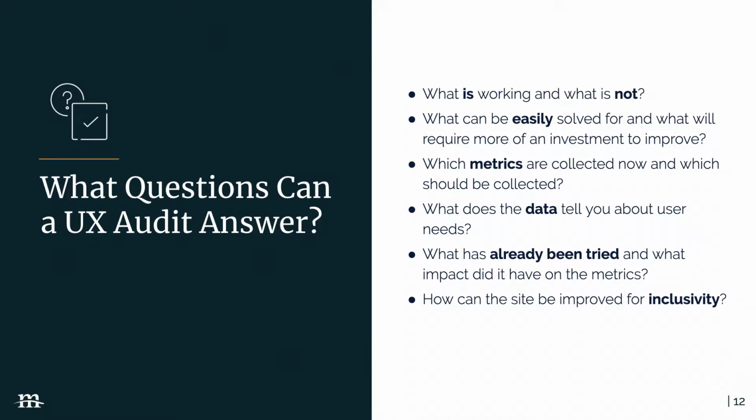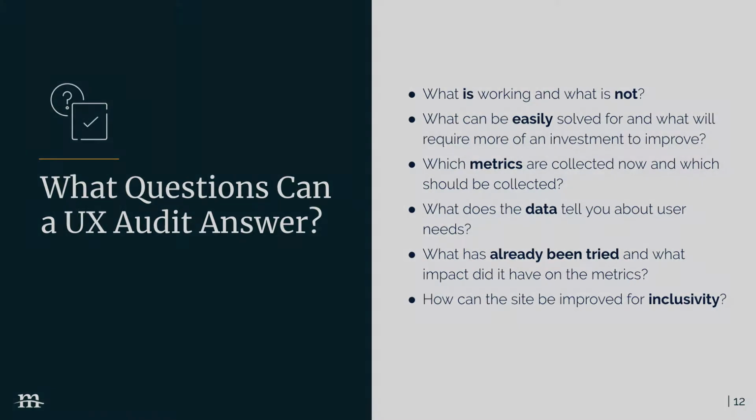What's working, what's not working? What can easily be solved for, and what will require more of an investment to improve? Which metrics are we collecting, and what should we be collecting? What has already been tried, and what impact did those have on the metrics that we had? And how can we improve the site for inclusivity?